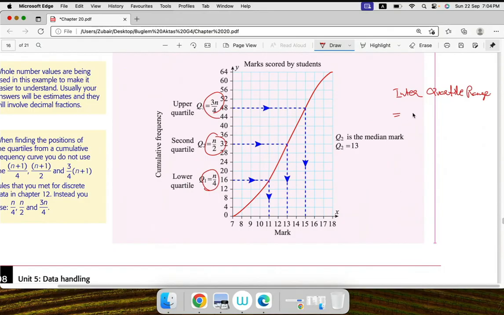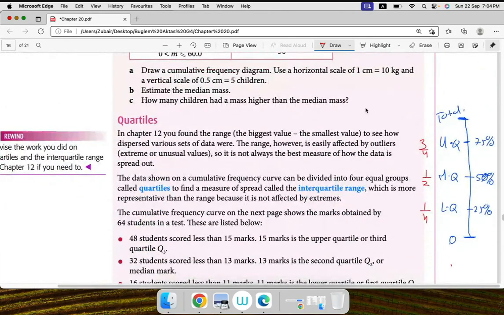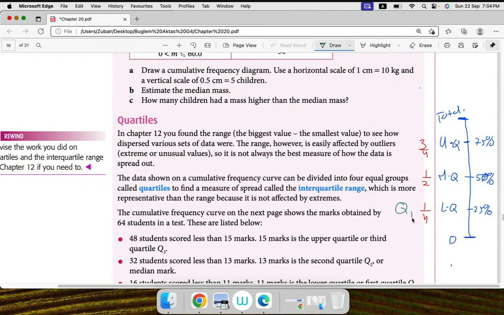Interquartile range. That is upper quartile minus lower quartile. Also written as IQR, interquartile range equals upper quartile minus lower quartile. And let's give one more name to it. This is also represented by Q1, Q2, and Q3. Like lower quartile is Q1, median quartile is Q2, and upper quartile is Q3.